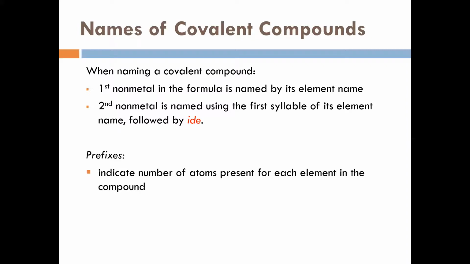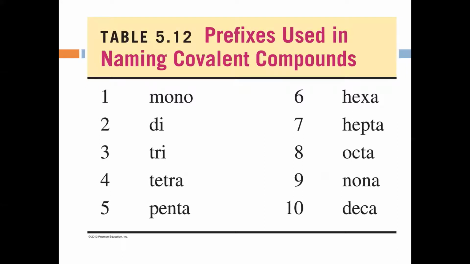Then the second nonmetal is going to be the first syllable followed by "ide," similar to what we've done before, except that in this case we use prefixes. The prefixes are going to tell us how many elements in each compound we have. So here are the common prefixes we use.